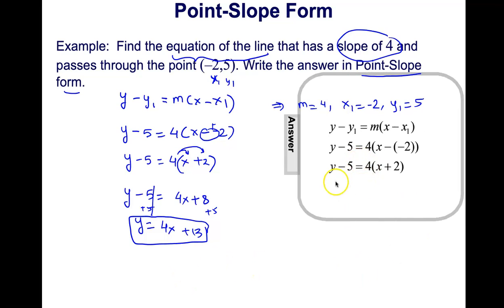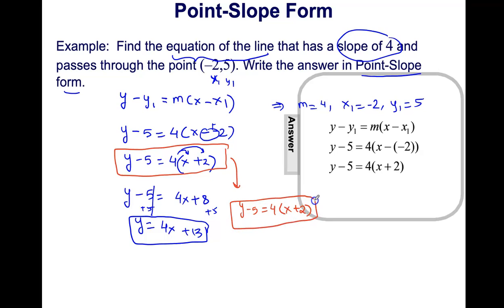Okay, so we got our answer. Let's see what the solution says: y minus 5 is equal to 4 times x plus 2, and we already got this answer at this step over here. So this means I do not have to do all those things. This was my final answer. So I'll write it over here: my answer is y minus 5 is equal to 4 times x plus 2. This is the equation of the line in point slope form, because it was y minus y1 is equal to m times x minus x1, and it looks like this. So that's our answer.